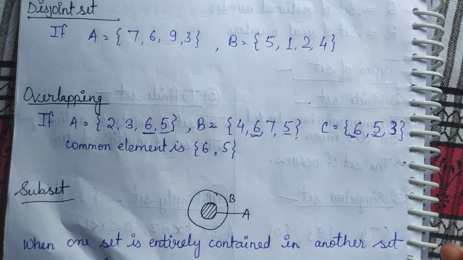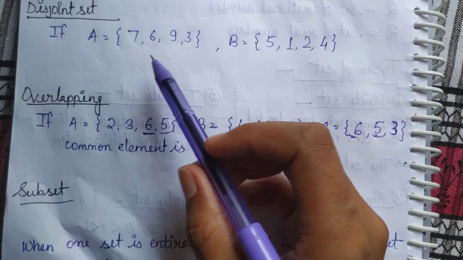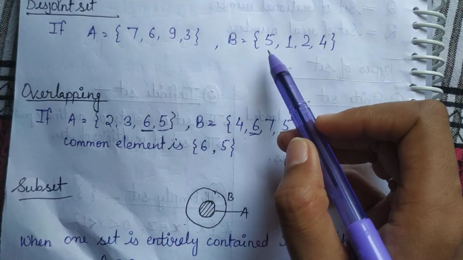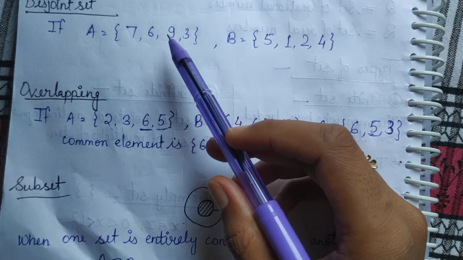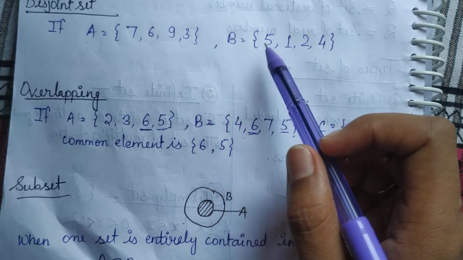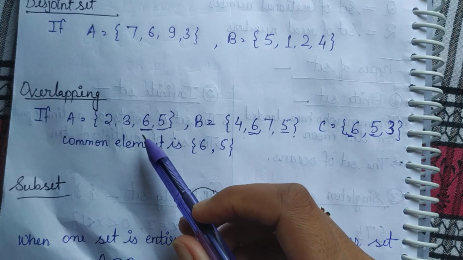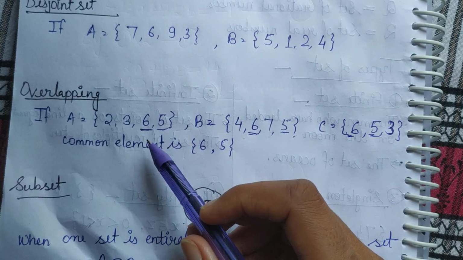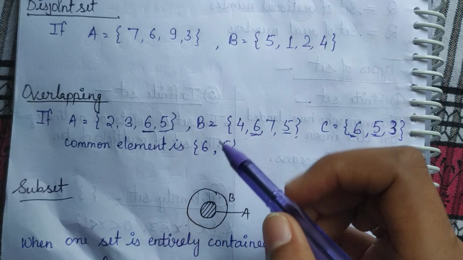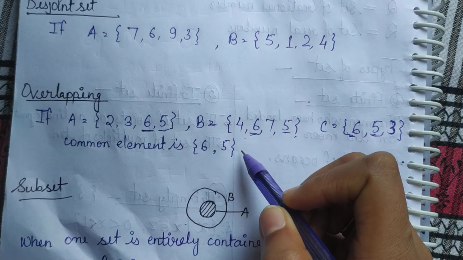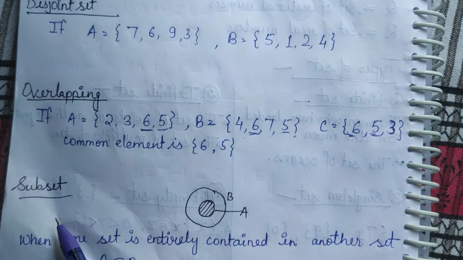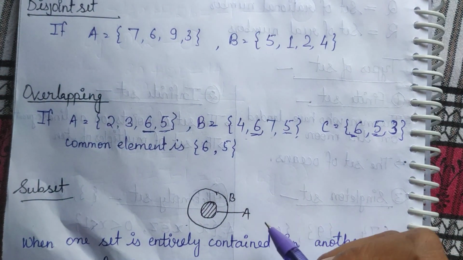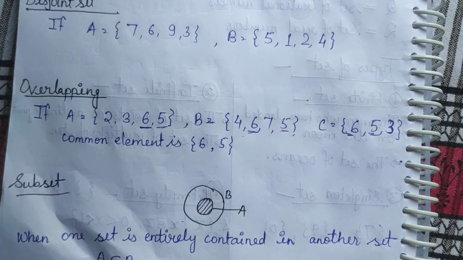Next one is disjoint set. When there is no common element in both of the sets, it is known as disjoint set. Here you can see there is no common element in set A and set B. If we talk about overlapping, two or more sets may have one or two common elements. And if we talk about subset, it is when one set is entirely contained in another set.